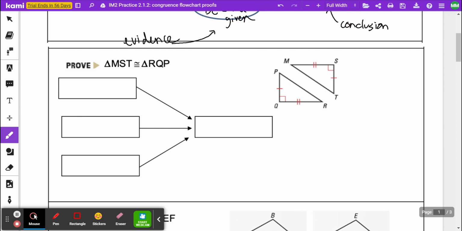Okay, I see that I have right triangles, so my first guess is hypotenuse leg congruence, but that doesn't work because I don't have the hypotenuse. So then I'm going to have to use one of my regular ones. And I see that I have two sides and an angle, and that the angle is between the sides. So that means I'll be using side, angle, side congruence as my congruence theorem.